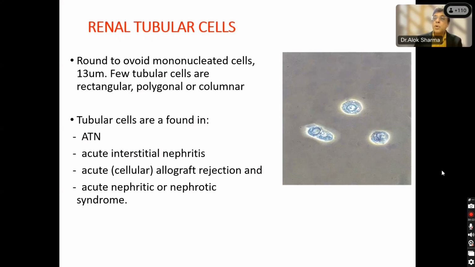An increased number of these cells is usually seen in acute tubular injury or acute tubular necrosis. Because of inflammation, they have a tendency to shed off from their surface epithelium and appear in the urine. Interstitial nephritis, and if you're looking at the urine from transplant patients, again, they are found in increased numbers in acute cellular allograft rejection. And sometimes you can find increased numbers even in a nephritic or a nephrotic syndrome because you can get shedding from the epithelial lining.